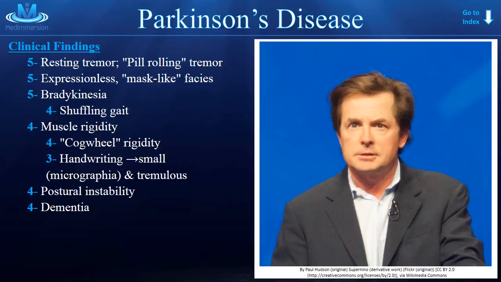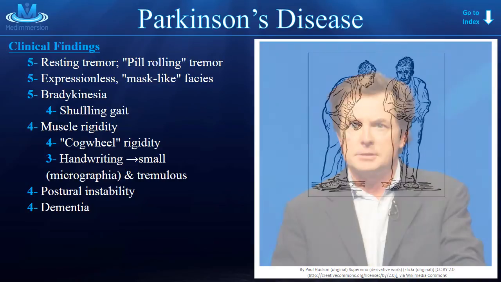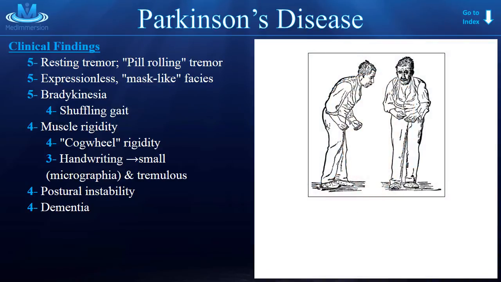Parkinson's patients also have a certain kind of walk. You can almost tell Parkinson's patients just by the walk. This picture is a great example of that. It's kind of a hunched over, shuffling of the feet, moving very slowly, oftentimes with a blank stare.